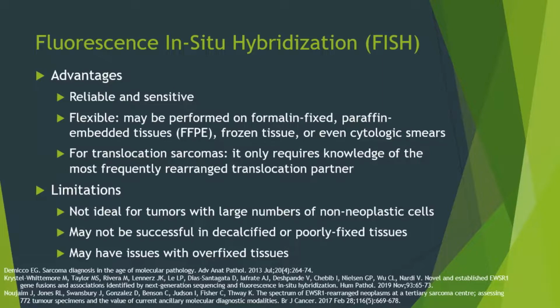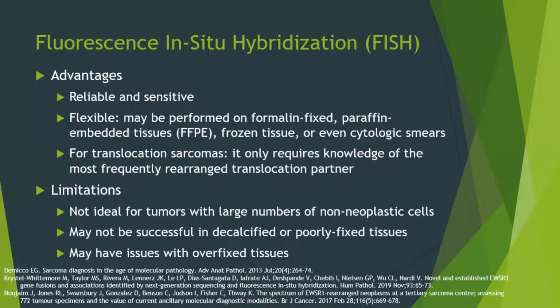Another advantage is that for translocation sarcomas, it only requires the knowledge of the most frequently rearranged translocation partner. So for example, in synovial sarcoma, you can have SS18 fused to SSX1, SSX2, or rarely SSX4. In many PCR platforms, you need to have primers for SS18 and its possible fusion partners in order to detect the translocation. For FISH, you only need to test whether SS18 is translocated because the test is agnostic to the partner. Now, this same advantage can also be a drawback.